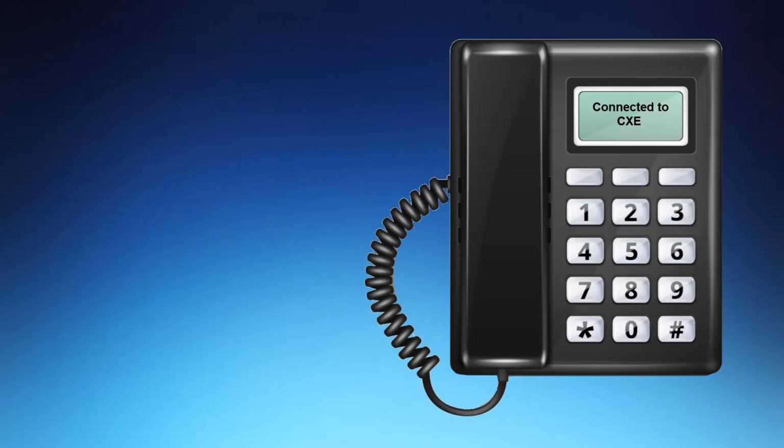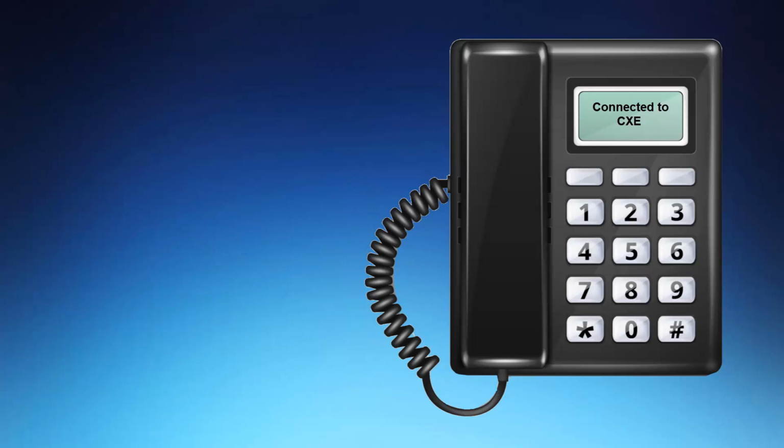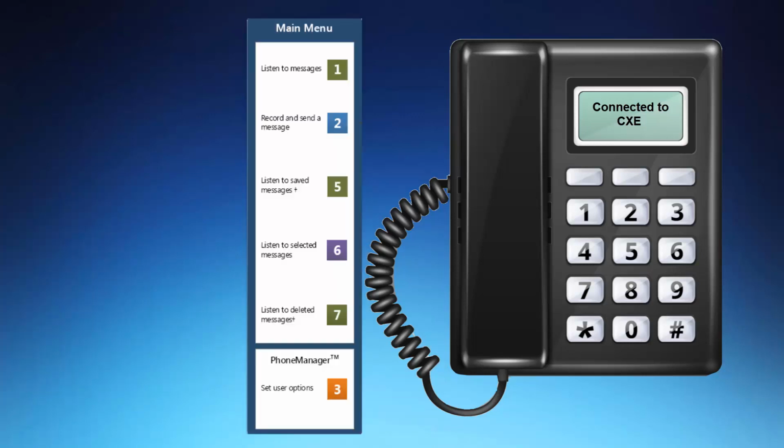Please enter your security code. Your out-of-office greeting is on. To remove your out-of-office greeting, press 4. Your out-of-office greeting is off. You have no new messages and one saved message. To record and send a message, press 2. For Phone Manager functions, press 3. To listen to saved messages, press 5. To quit, press the star key.